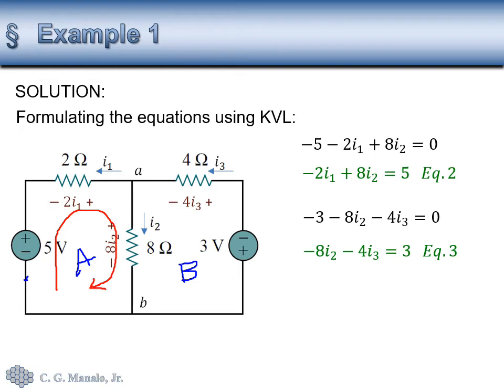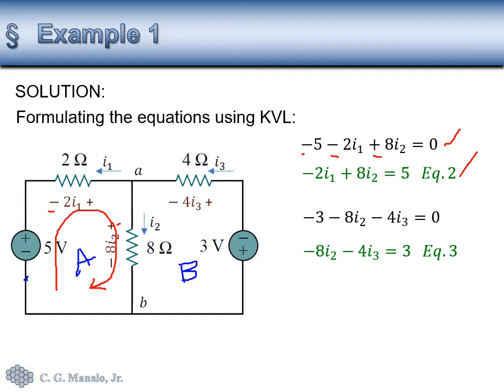So we first encountered the negative sign of 5 volts, so we write there negative, and then we proceed to the next element, 2 ohms. We encounter the negative sign, so we put here negative, and then we go to 8 ohms where we encounter the positive sign, so we put there positive. So we get this equation, and simplifying it, we get this one. So that would be our second equation.